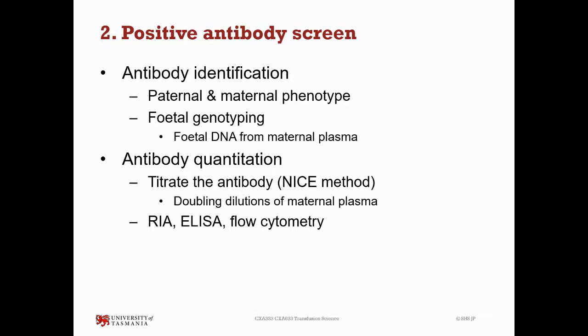So not only can we get feto-maternal bleeds, but we can get fetal DNA, free fetal DNA that crosses the placenta. Because it's so small, of course, it can just cross the placenta, and it doesn't do anything to the mother. It's the red cells that are the problem with the immune system, not the DNA. But it is a really clever way of being able to obtain fetal DNA that you can then genotype.